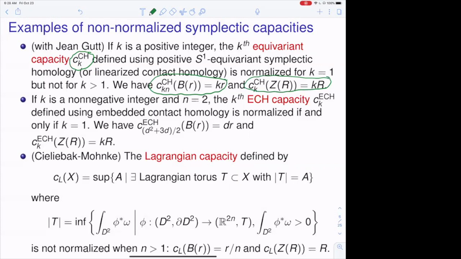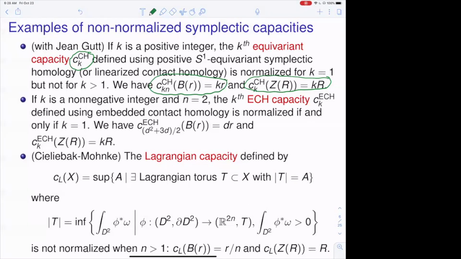If n is bigger than 1 and k is bigger than 1, then these numbers are different. There's another sequence of symplectic capacities defined using embedded contact homology. These are called ECH capacities. Again, you can compute the capacities of a ball and a cylinder, and they're different for k bigger than 1. And you can't make it normalized by multiplying by some constant because the capacity of a ball is less than the capacity of a cylinder.